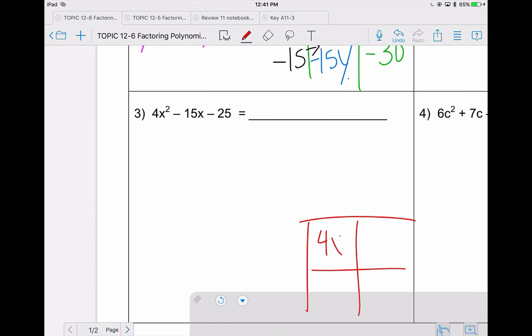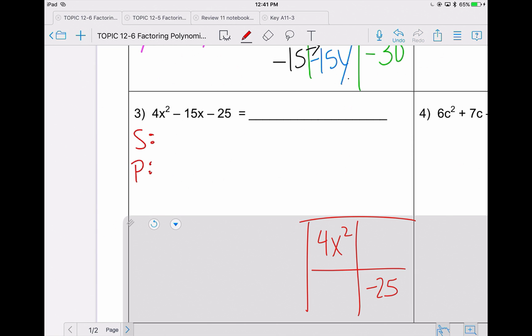In my box, I have my first term and my last term. Remember, anywhere that you have a first term that's a number greater than 1 is where you absolutely have to use the box. If you found a pattern where you don't always have to use it, this is a time where you definitely have to.